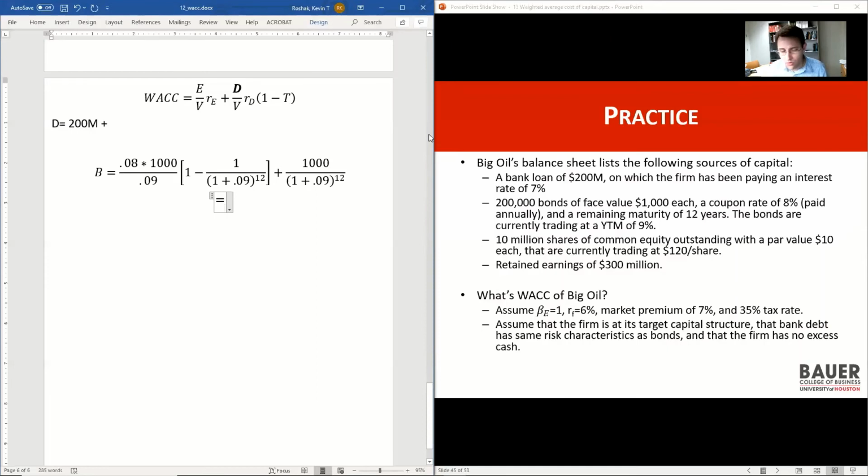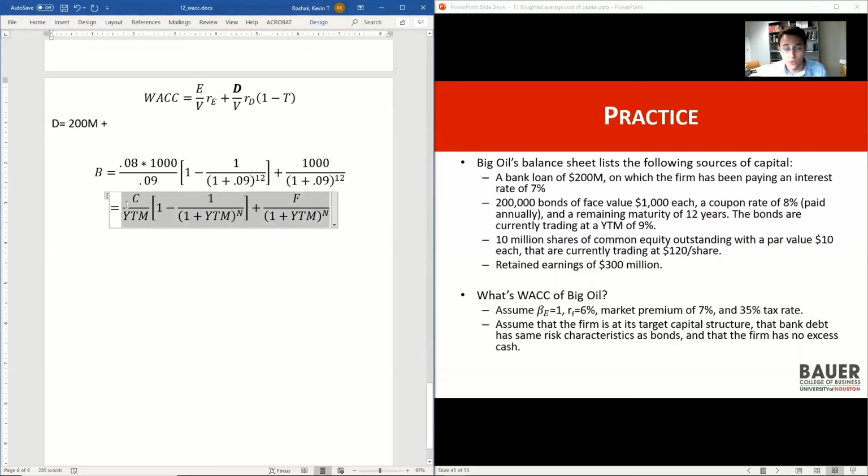Just to make sure we're all on the same page. What did I just do? I skipped a step, but it's just yield to maturity. It's coupon divided by yield to maturity times 1 minus 1 divided by 1 plus the yield to maturity raised to the n, plus F divided by 1 plus the yield to maturity raised to the n. This is our bond pricing formula.